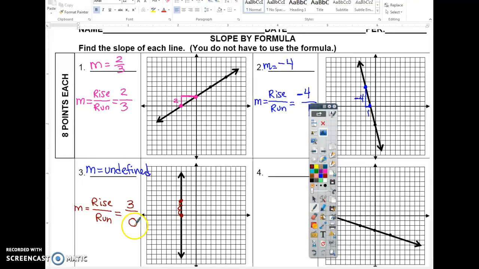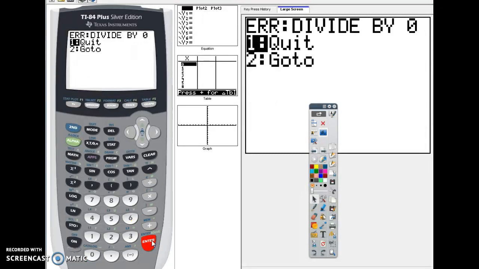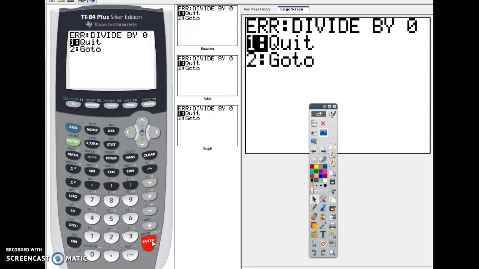Okay, and if I put this in the calculator it will not divide it for you because you can never divide by 0. And if you don't believe me, let's put it in the calculator. 3 divided by 0, error. Okay, you cannot divide by 0. So because you can't do that, okay, the slope is undefined. You cannot find it.